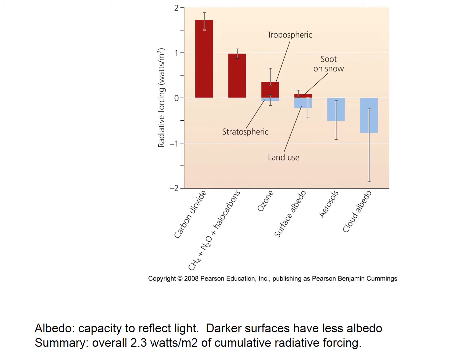All right, some other things we need to think of. So here is showing the total radiative forcing of various things that can affect the atmosphere. So here's our carbon dioxide. So obviously that's increasing heat in the atmosphere. All right. Here are our methane, nitrous oxide, halocarbons, right? Also increasing heat.